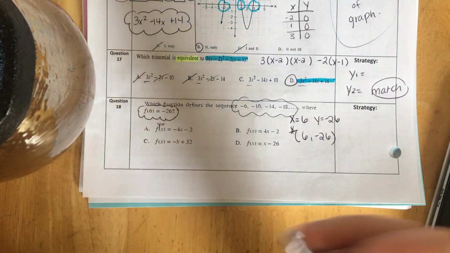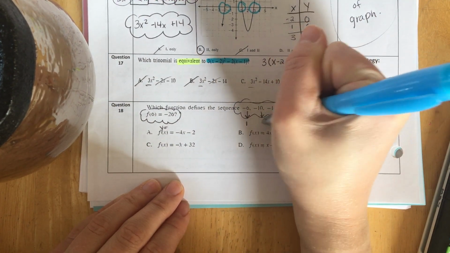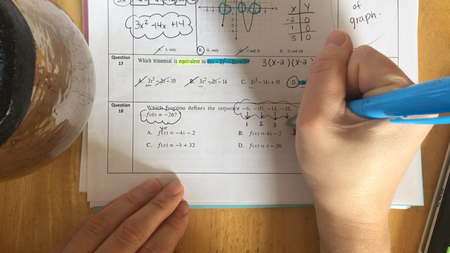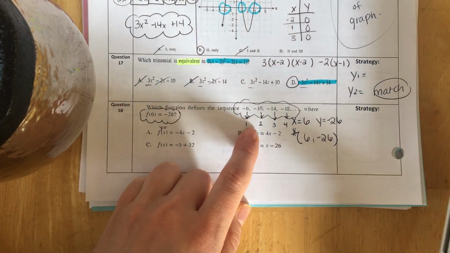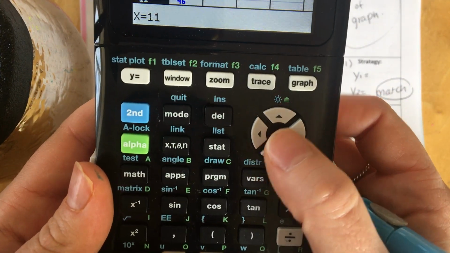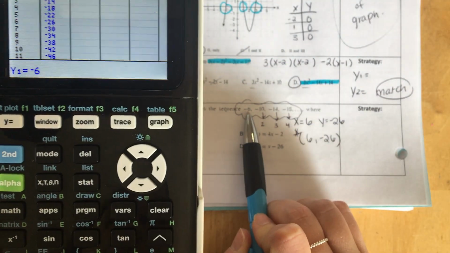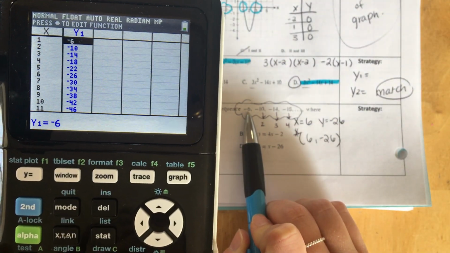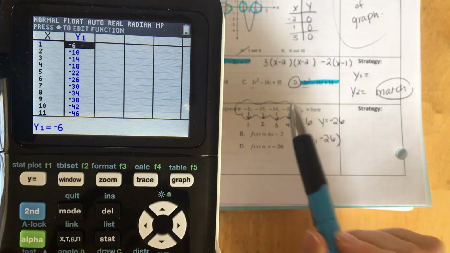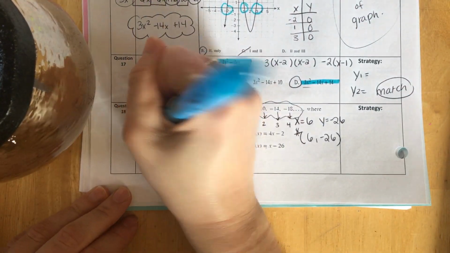My sequence, the first number of my sequence is negative 6. The second number is negative 10. The third number is negative 14, and negative 18. 1, 2, 3, 4, these are my numbers. Look at your table. It matches with negative 6 as your first number there. Can you see that? 2 is negative 10. 3 is negative 14. 4 is negative 18. So that's how you know that's your sequence, okay? And that's how we know we have a match.